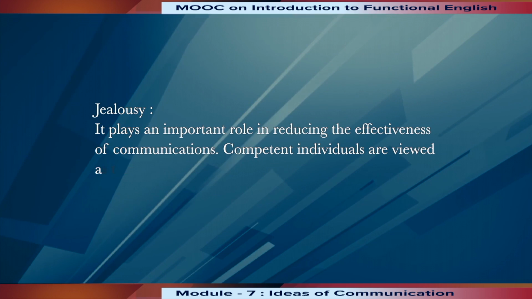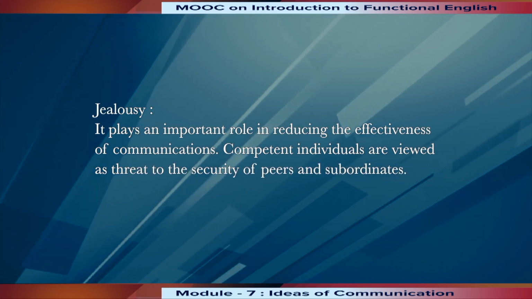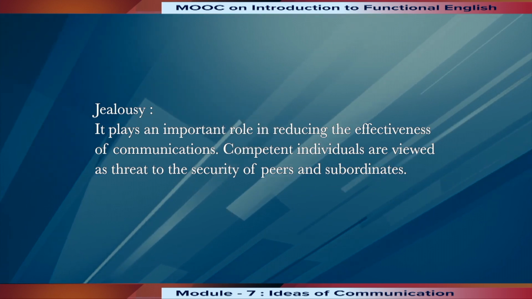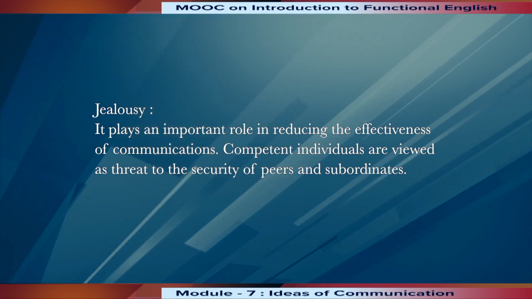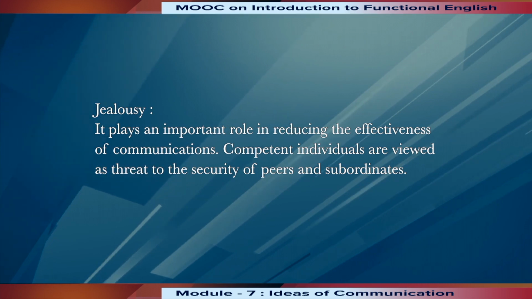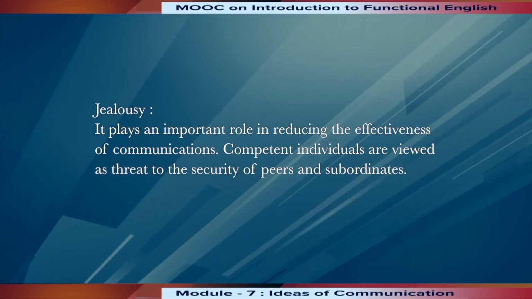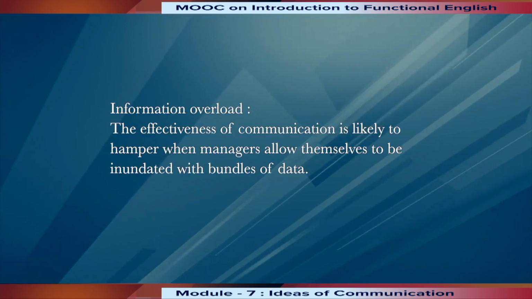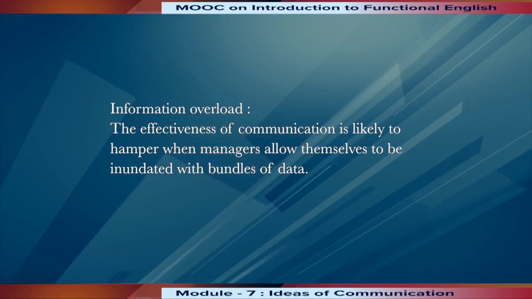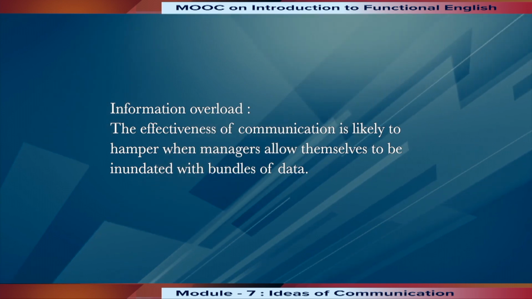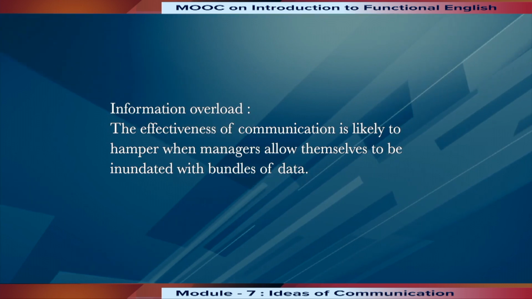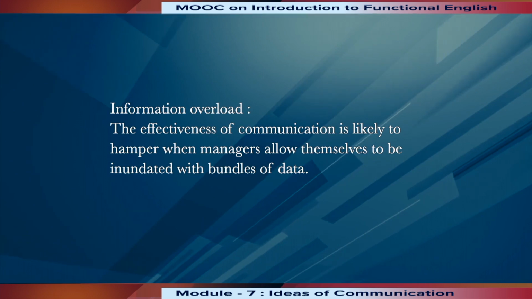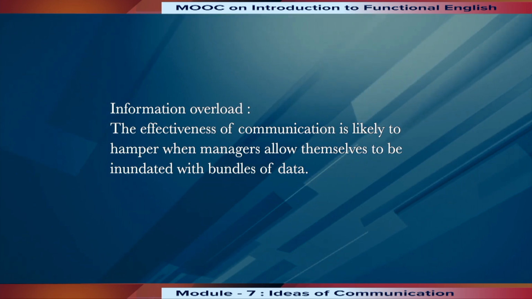Jealousy is also one of the barriers. It plays an important role in reducing the effectiveness of communication. Sometimes competent individuals are viewed as a threat to the security of their peers or subordinates or friends. Then sometimes it happens that information is overloaded. The effectiveness of communication is likely to be hampered when someone allows themselves to be inundated with bundles of data.